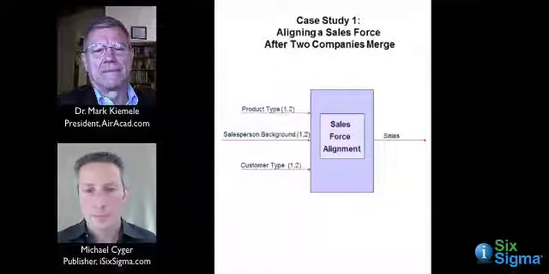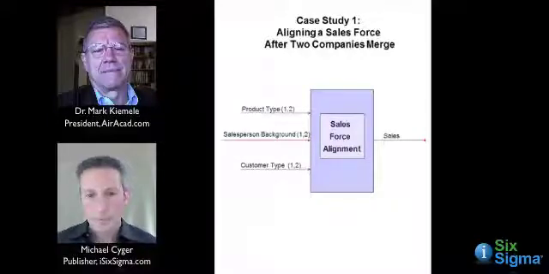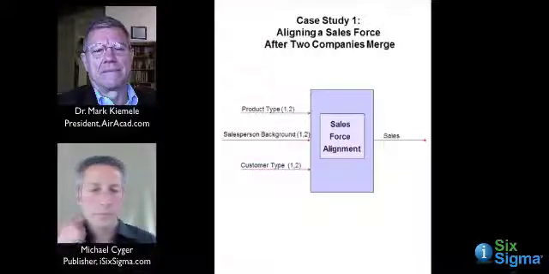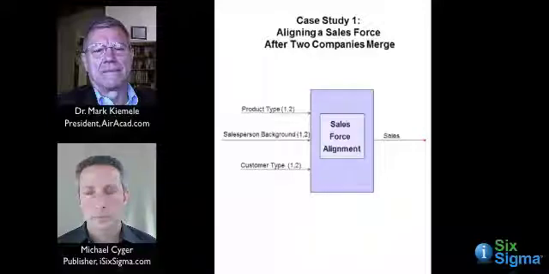So the beauty of the design I'm going to show you, which will turn out to be an 8-run full factorial design, because you have 2 choices for product type, 2 choices for sales background, 2 choices for customer type. So the design I'm going to show you, or allow the software to generate for us, is going to end up being a full factorial design, which will allow us to evaluate all of the interaction effects amongst those 3, as well as the main effects.